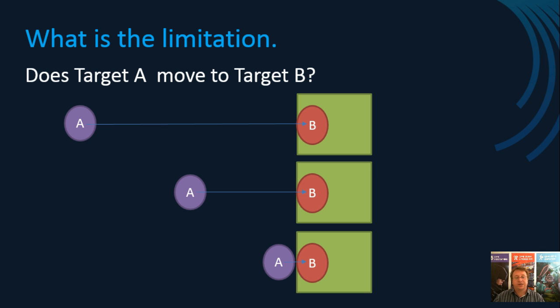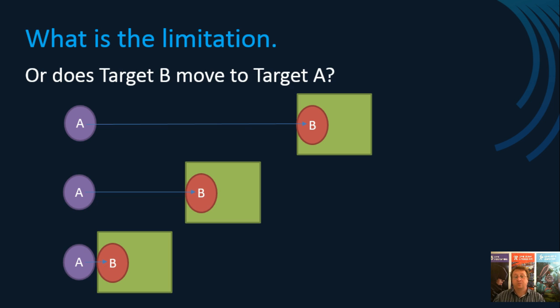Okay, so does target A move to target B? Or does target B move to target A? These may seem like really simple concepts and ideas, but you can already start to see this is the information that I'm laying out before I hand it to the programmers or artists, more programmers because this is all about the coding. But you can start to see I'm really starting to think what is going to happen.